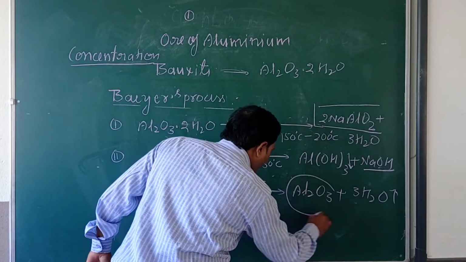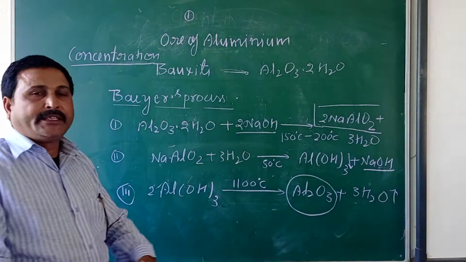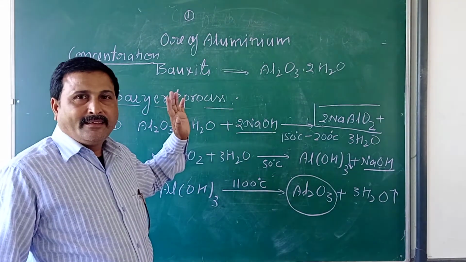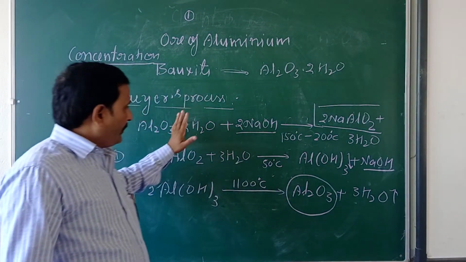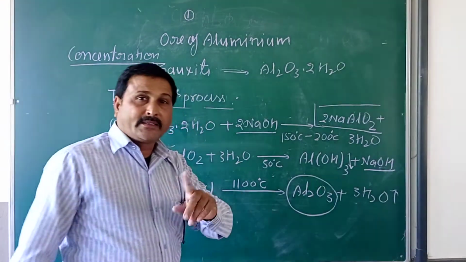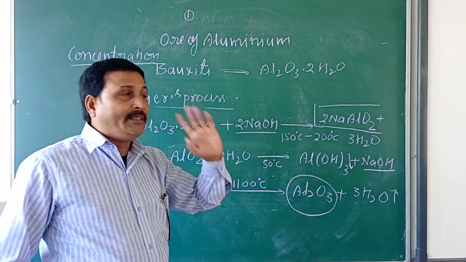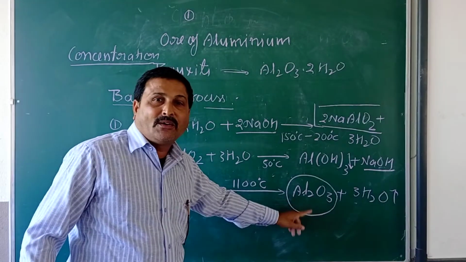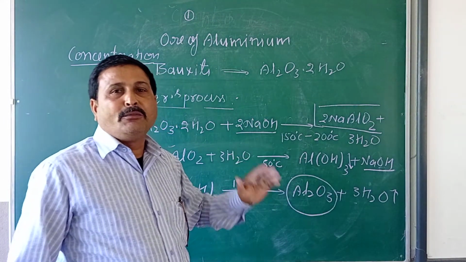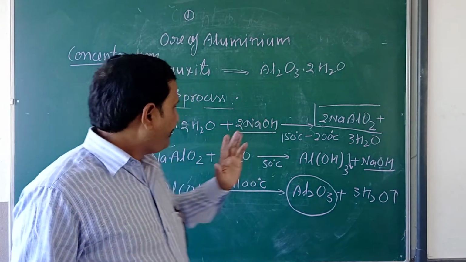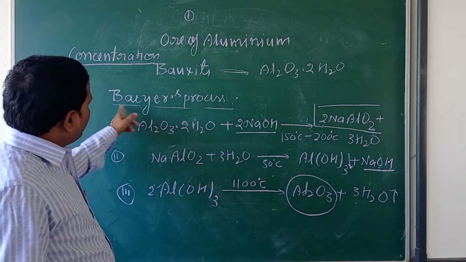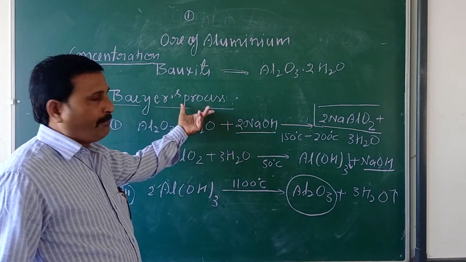Here the concentration of aluminium is more than 50%. This alumina is not corundum. Corundum is an ore of aluminium, but this is called alumina or aluminium oxide. So this is concentration by Bayer's process.